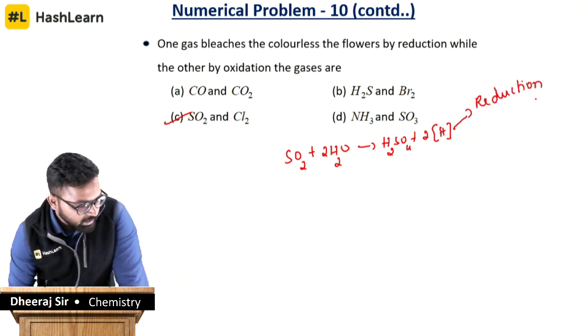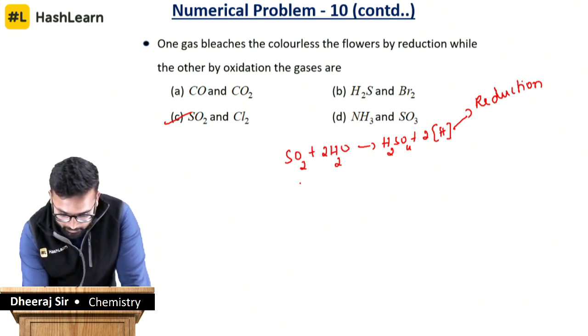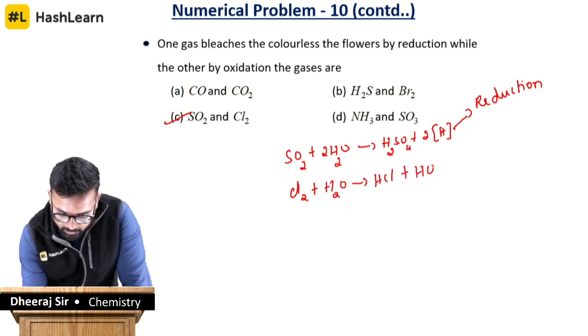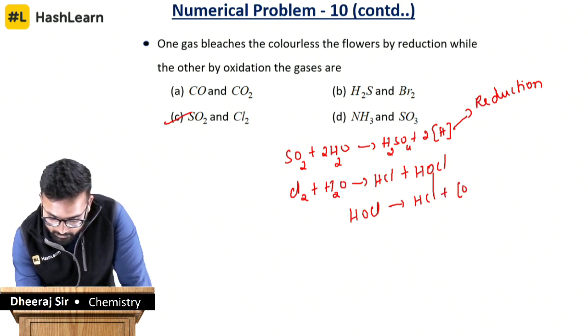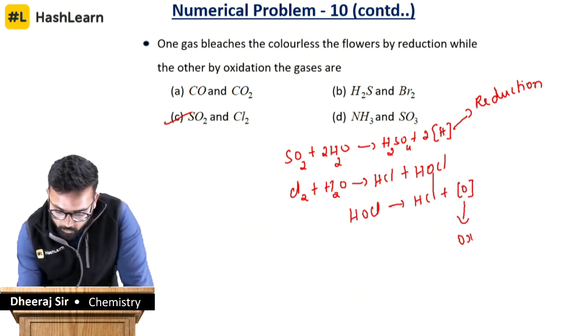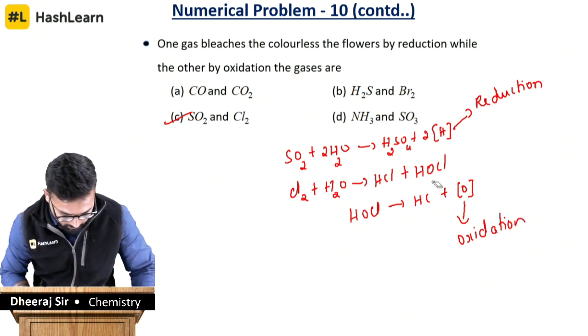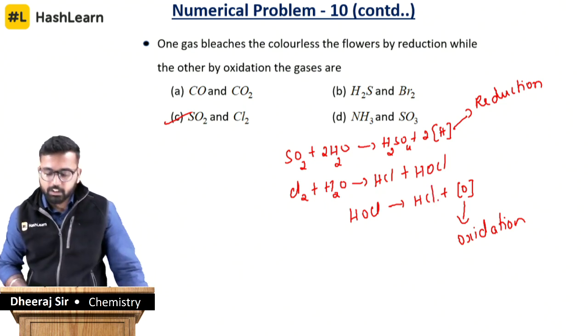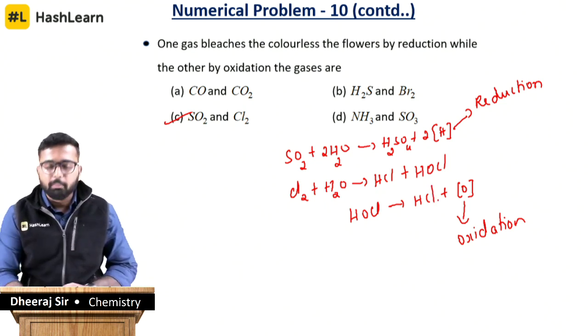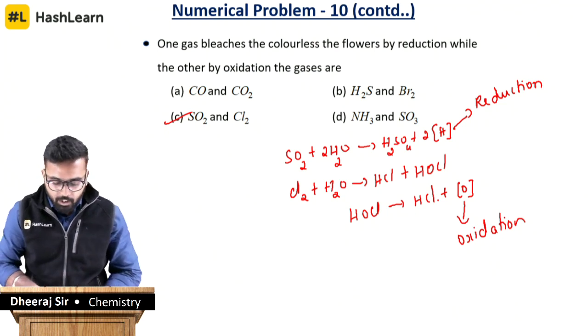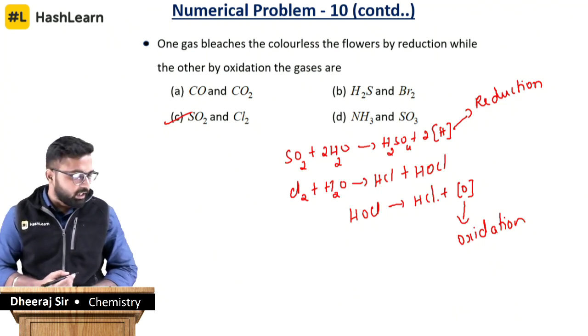So sulfur dioxide does it by reduction, and the other gas, Cl2 plus H2O, forms HCl plus HOCl. Now this HOCl further breaks down to give HCl plus nascent oxygen. This nascent oxygen is the source for oxidation. So it's pretty straightforward and a simple question. You can remember that sulfur dioxide acts as a reducing agent and does the bleaching work by reduction by providing nascent hydrogen, and chlorine does it by providing nascent oxygen by oxidation.